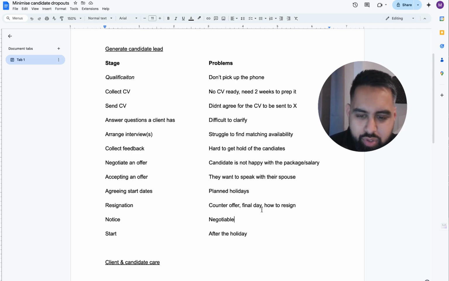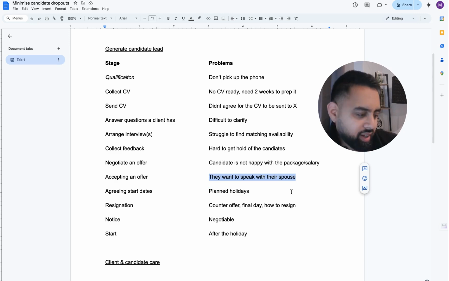And when it comes to planned holidays, again, preempt it. Like, do you have any planned holidays? Just literally ask the question, or any significant dates that are coming up that could have an impact on when you can start with your new employer. And even when it comes to accepting the offer, like, do you have anyone who you're really close to, family member or friend who you'd really like to have this conversation with? And even if they do say, yes, I'd like to speak to my spouse, then that's fine. Like most people do like to have that conversation, but ask who is the ultimate decision maker.